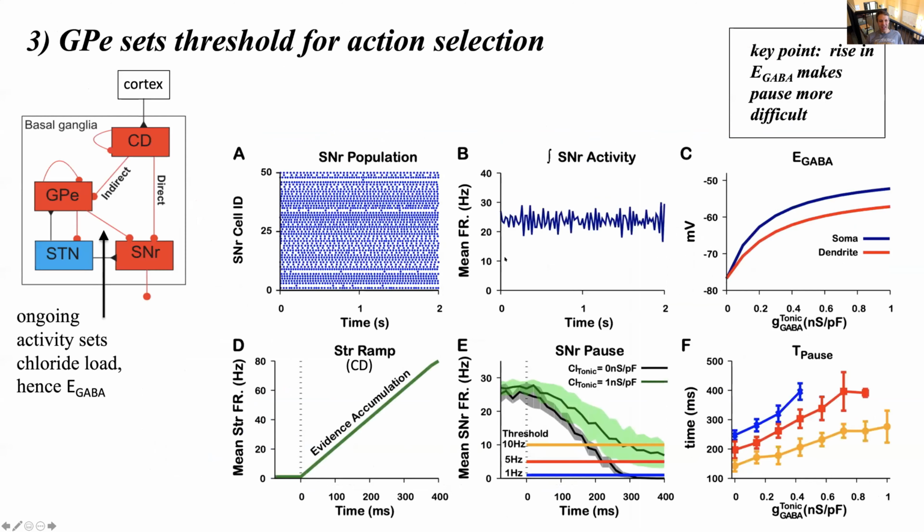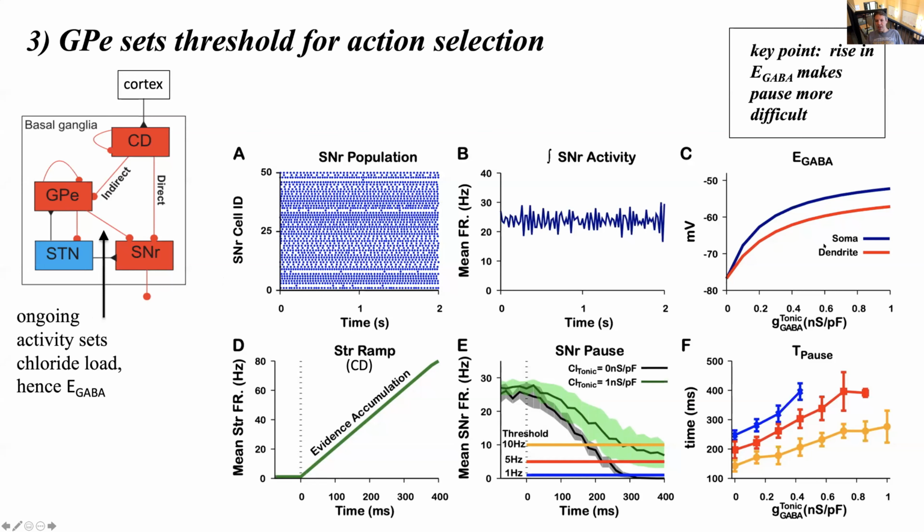And finally, coming back to action selection, the idea in the action selection scenario, remember, is that this lower frequency striatal activity is working to pause the SNR. It has to be this inhibitory input that can pause the SNR and allow us to act. And now if we have the GPE setting the E-GABA, we can change the effectiveness of this inhibition, so we can change its ability to pause the SNR. So we could delay our action selection by tuning the GPE.